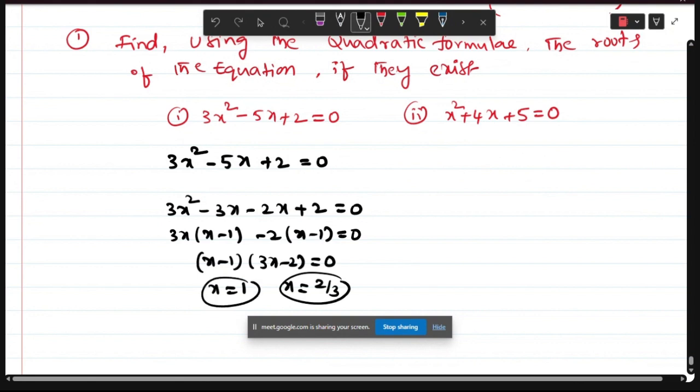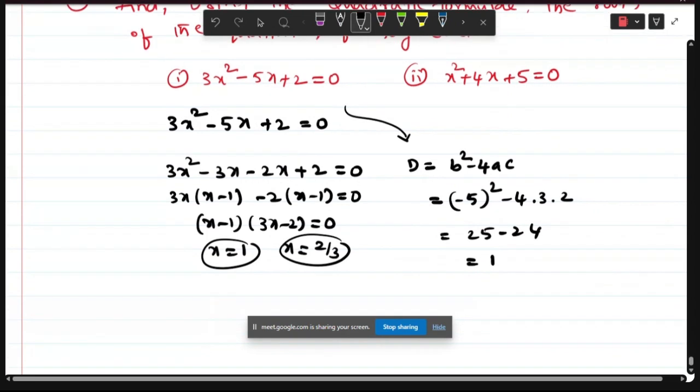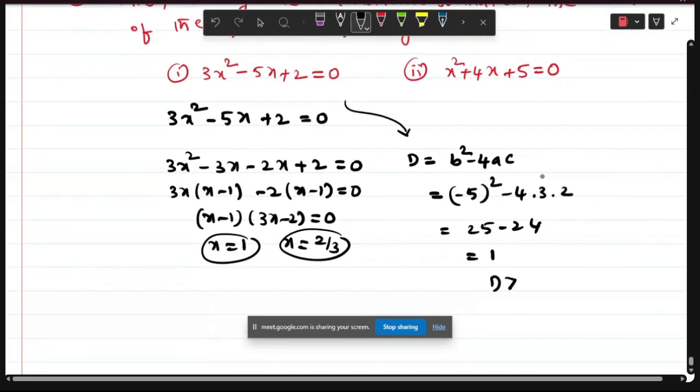If they exist means what? You need to find the discriminant in this equation, b square minus 4ac. What is the b square value? Minus 5 whole square, minus 4 into a value 3, c value 2. 25 minus 4 times 3 is 12, 12 times 2 is 24, so D is equal to 1. Now D is positive. D greater than 0 means the roots are real and unequal.